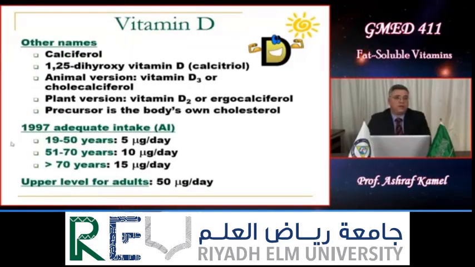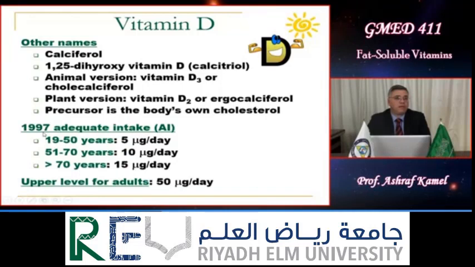Vitamin D. Other names are calciferol, 1,25-dihydroxy vitamin D, or calcitriol. Animal version is vitamin D3 or cholecalciferol. Plant version is vitamin D2 or ergocalciferol. The precursor is the body's own cholesterol. So cholesterol is a precursor needed by the body in order to form vitamin D.